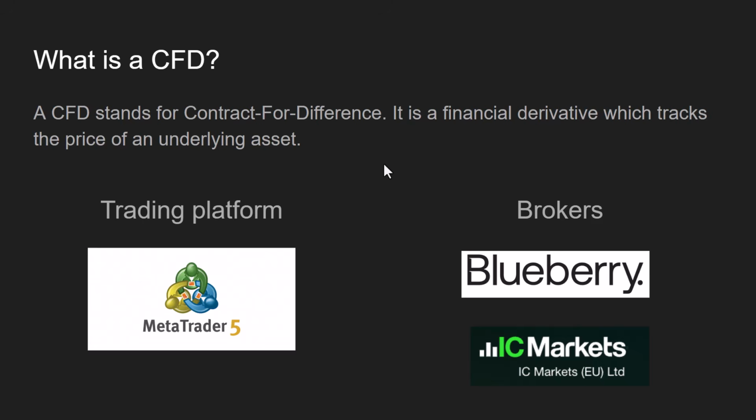And now the question is, what is a CFD? A CFD stands for contract for difference, and it is also a financial derivative. But instead of owning the asset you want to trade, you're basically just speculating on the price difference. And if you guess it right, then you will make money. CFDs are commonly offered through a platform such as MetaTrader 5, through brokers such as Blueberry Markets or IC Markets. But there are many more on the market. If you just search online, there are hundreds of brokers who offer CFDs.